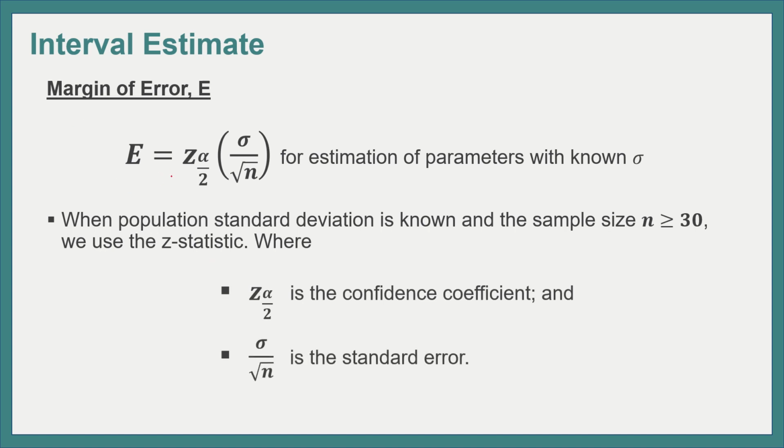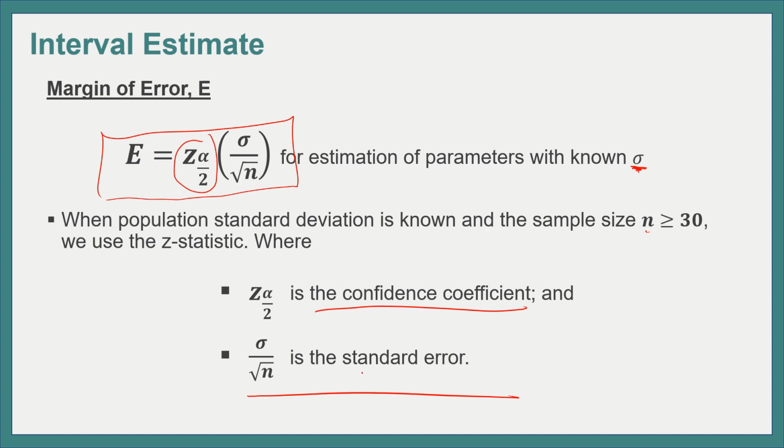So this is the first equation for finding the margin of error, wherein we use this critical value z. We use it when we know the population standard deviation and when the sample size n is greater than or equal to 30. Here, this is our confidence coefficient and this is our standard error. To compute the standard error, we use the population standard deviation.